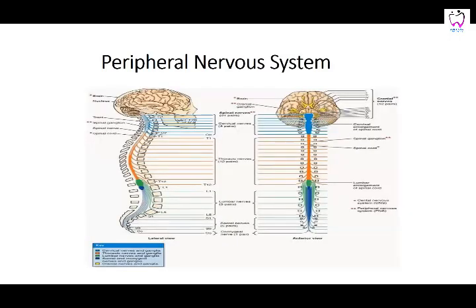Then is the peripheral nervous system. This peripheral nervous system is going to be composed of the different nerves, that is, the cranial nerves and the spinal nerves. The cranial nerves are 12 in number, coming from the cranial cavity, and the spinal nerves are 31 in pairs, coming from the different areas.